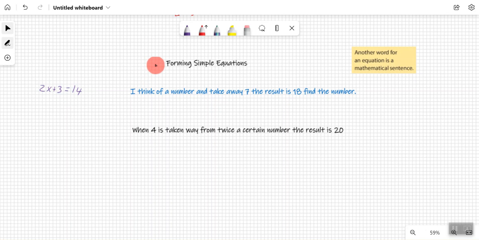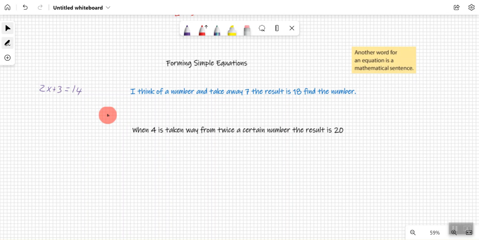Now, another way to think about an equation is that another word for an equation is a mathematical sentence. Okay, so you can think about these like a mathematical sentence. Now this here is more like a sentence that you will be familiar with. But we can take this sentence and turn it into a simple equation. And it just makes it much easier to work with and find the number.